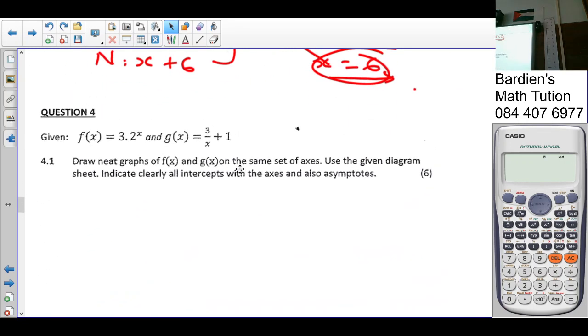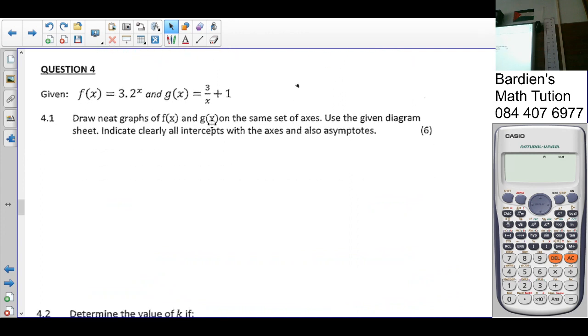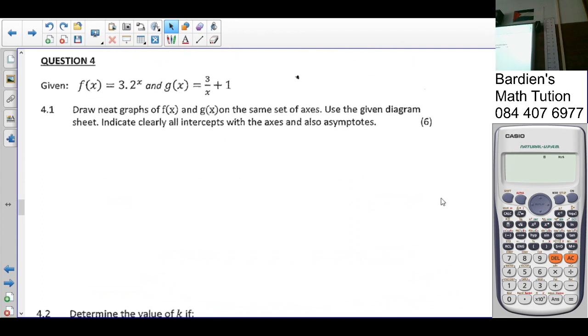Right, graphs. I was hoping to get to this point today still. Graphs. So we're given f of x equal to 3 times 2 to the x, and g of x is equal to 3 over x plus 1. What type of graph is f of x? Exponential. Okay.